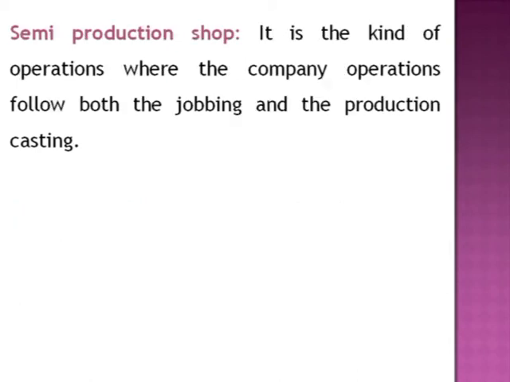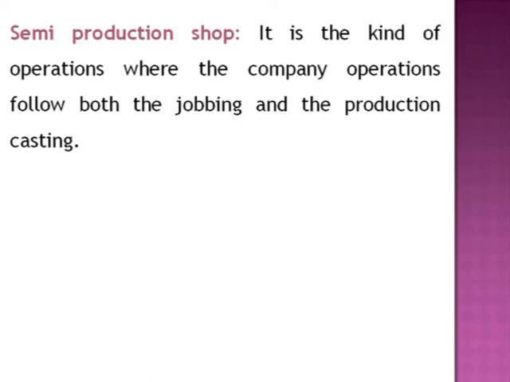Next, semi-production shop. It is the kind of operation where the company's operations follow both the jobbing and production facility. So we know what jobbing is. Jobbing plus production, if you combine these, it becomes semi-production.